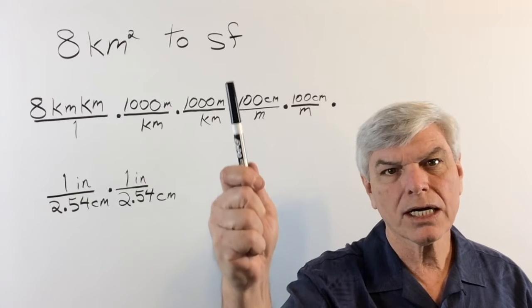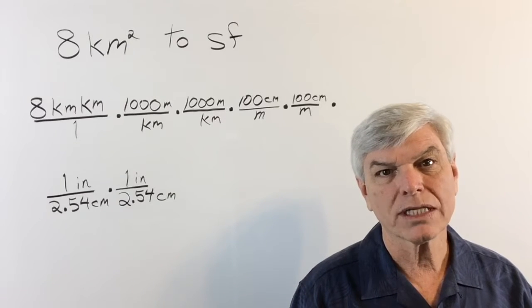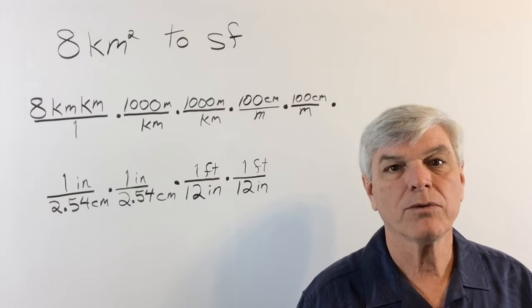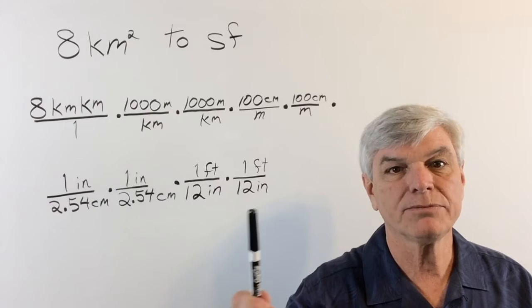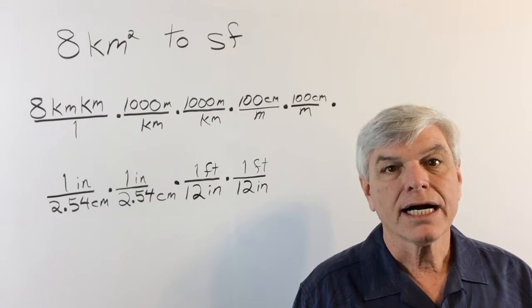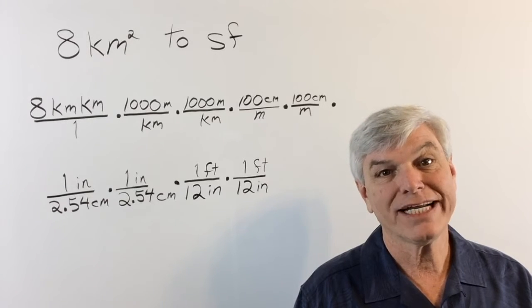But where do we want to go? We want to go to feet. We want to go to square feet. So let's get rid of those inches and go to feet. Okay, we're starting off with inches on the top, which means we're going to have to put our inches on the bottom. And there are 12 inches in 1 foot. Please don't put 12 feet in 1 inch.